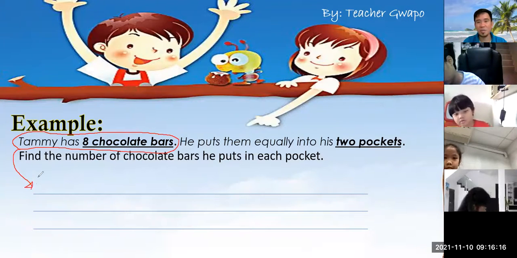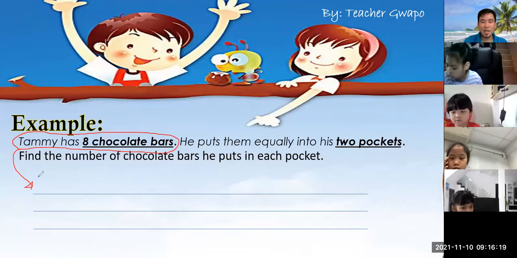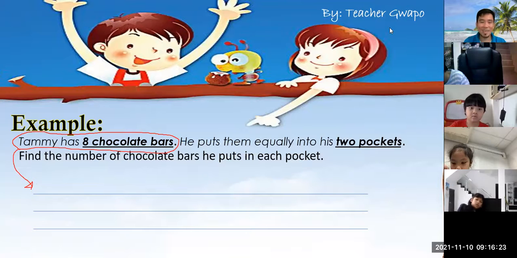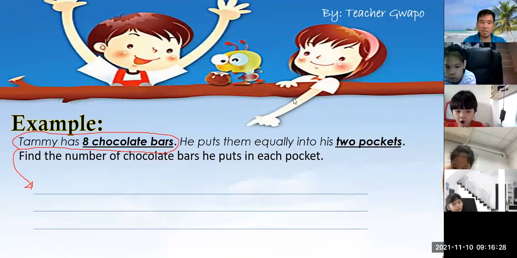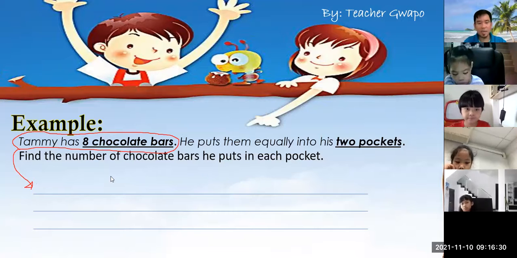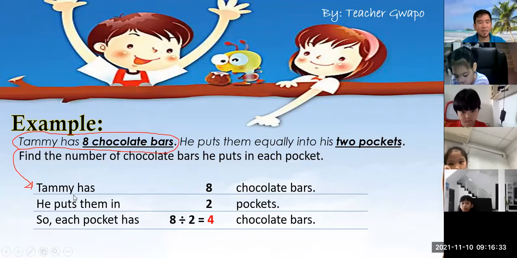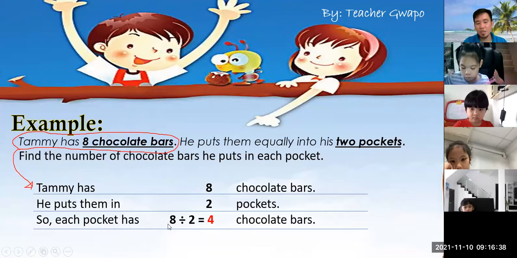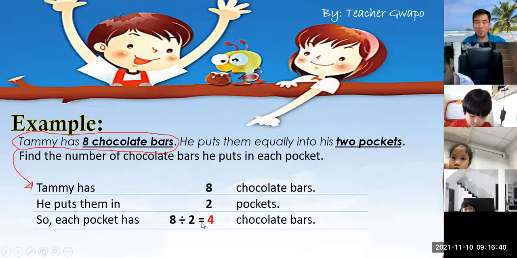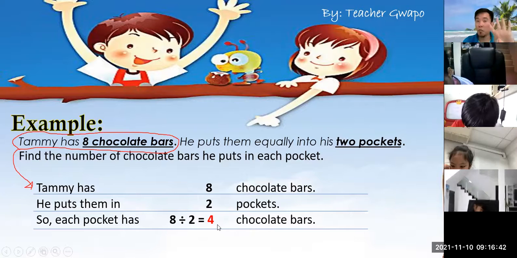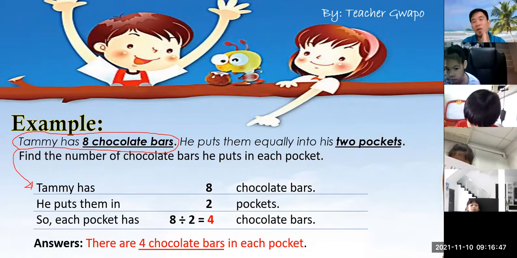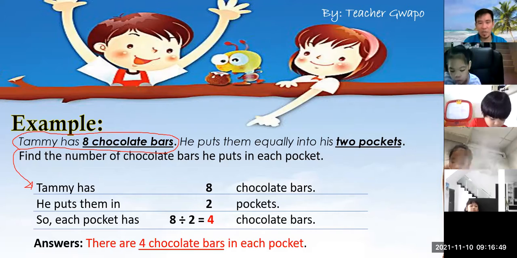Tommy has 8 chocolate bars, and then he puts them equally into his 2 pockets. We will find the number of chocolate bars he puts in each pocket. So each pocket has 8 chocolate bars divided by 2 pockets equals 4 chocolate bars. The answer here is there are 4 chocolate bars in each pocket.